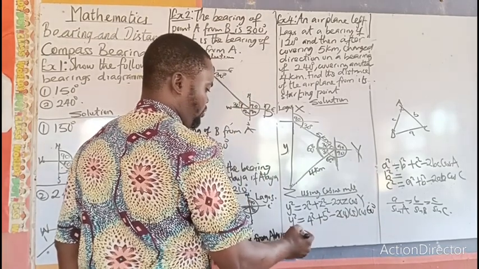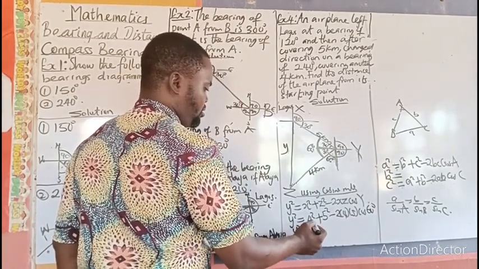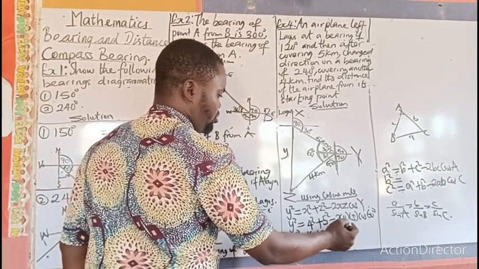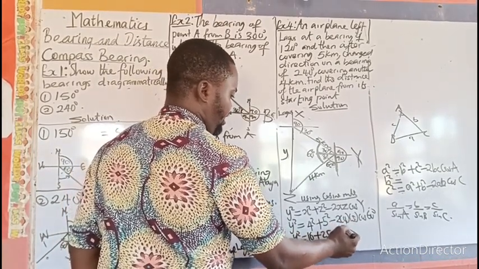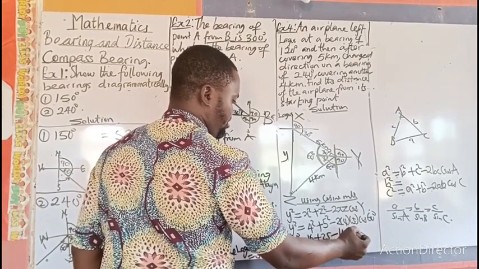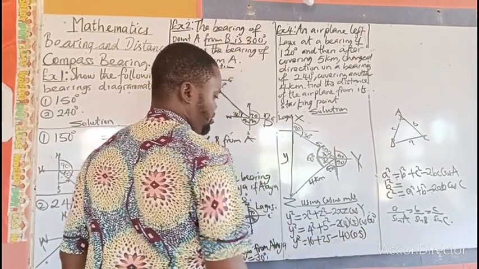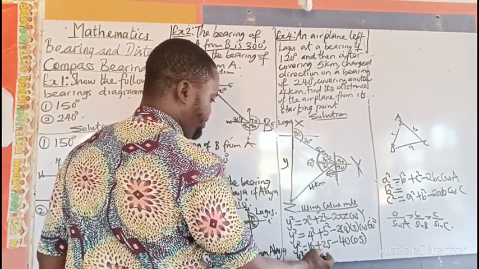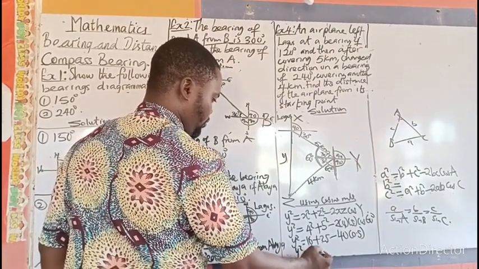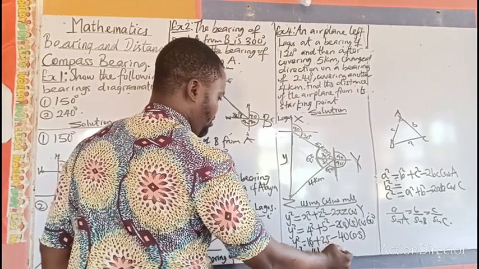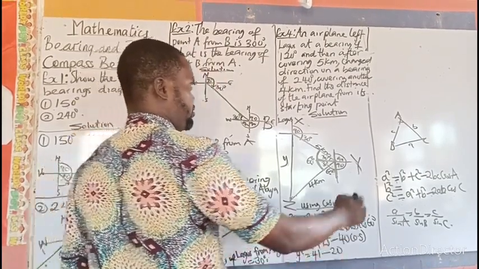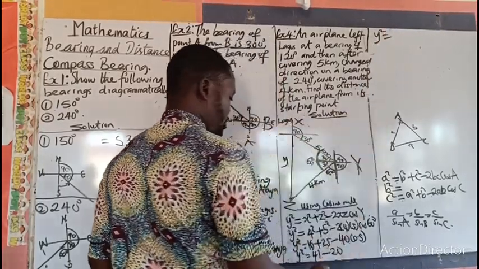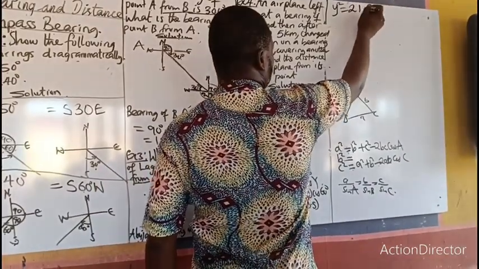So this is what we are going to solve. 4 squared is what? 16, minus 2 times 4, 8 times 5, 40. What is cos 60? 0.5. 16 plus 25, that is what? 41 minus 20. Am I correct?